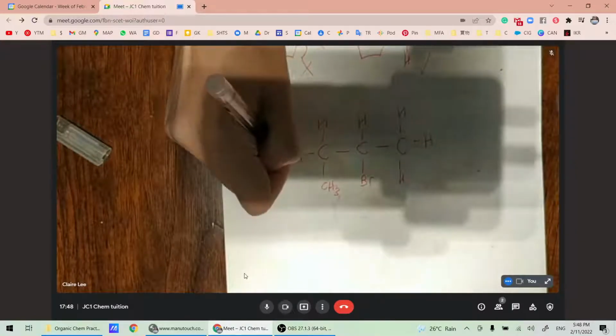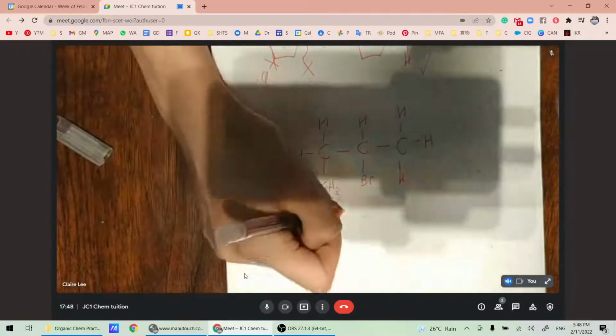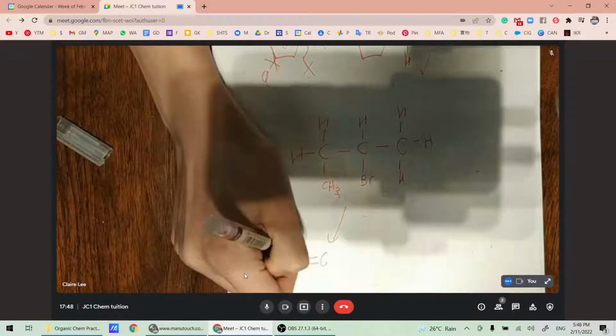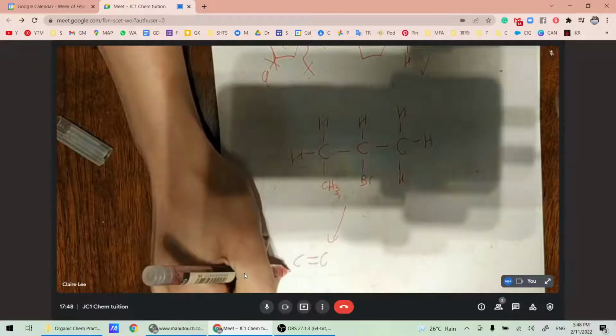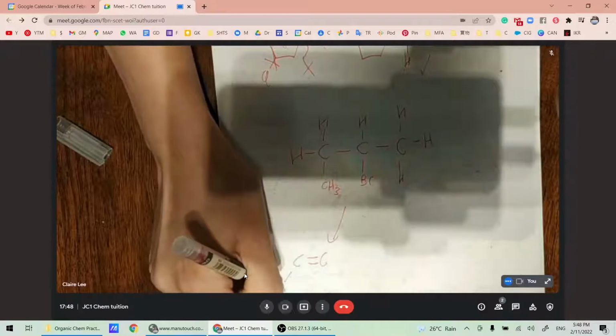Okay, I'm talking about Saytzeff's rule when it comes to elimination. So the question is, we have two possible products from the elimination. Remember the condition, KOH in ethanol, reflux. So I either have this product over here.